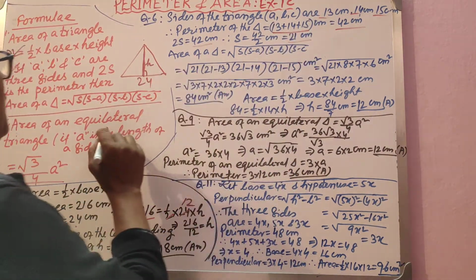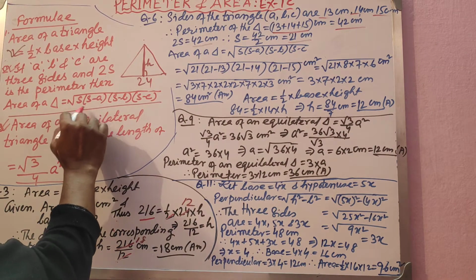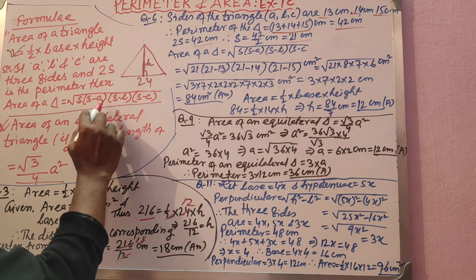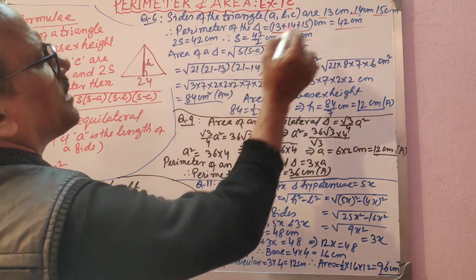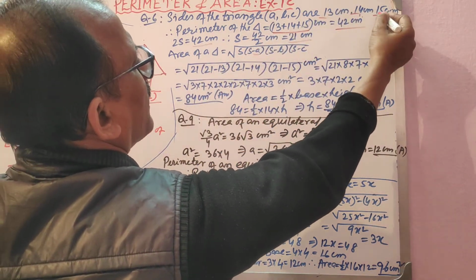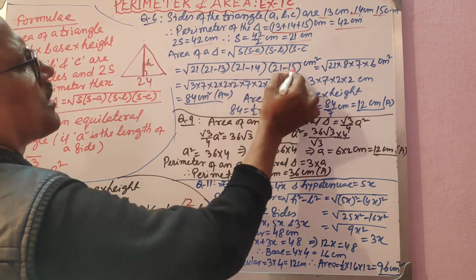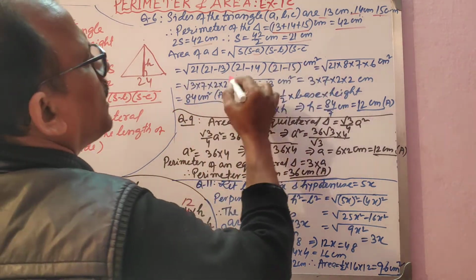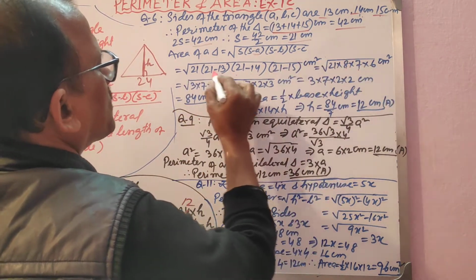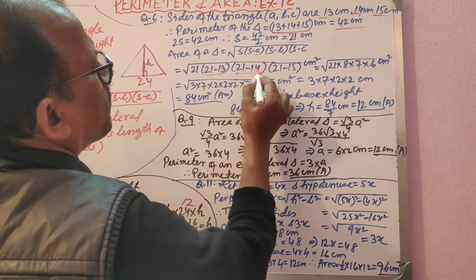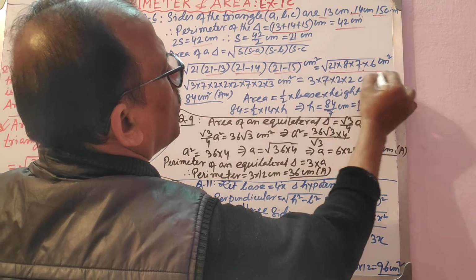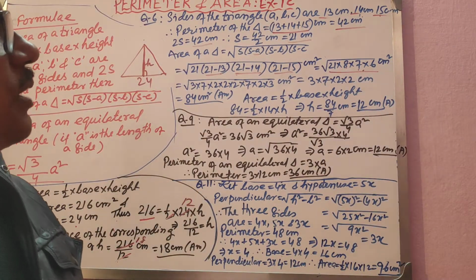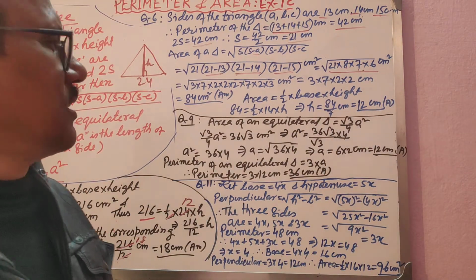Now the area of the triangle under this formula is root over s into s minus a into s minus b into s minus c. So a is 13, b is 14 and c is 15. So you have subtracted: root over of 21 into 8 into 7. If you subtract this, you will find 8. If you subtract it, you will find 7. If you subtract it, you will find 6. So root over 21 into 8 into 7 into 6 centimeter square.